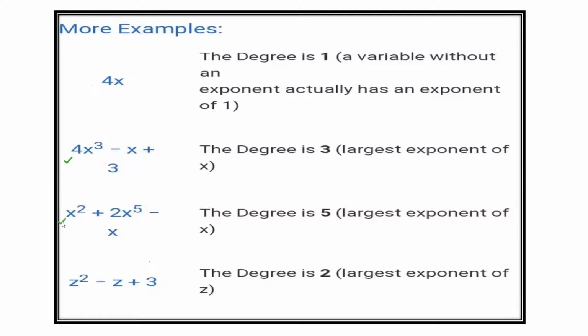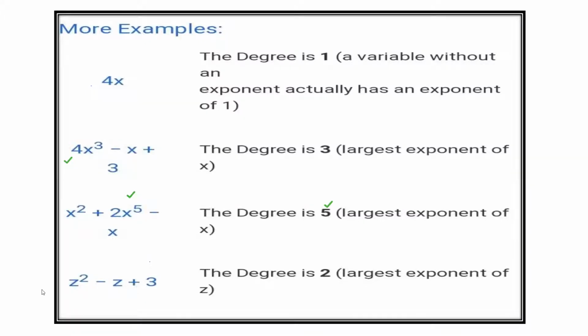Now in the third example, x square, x power 5, and x power 1. Here x has the highest power, x power 5. So the degree is 5. The largest exponent of x is 5.